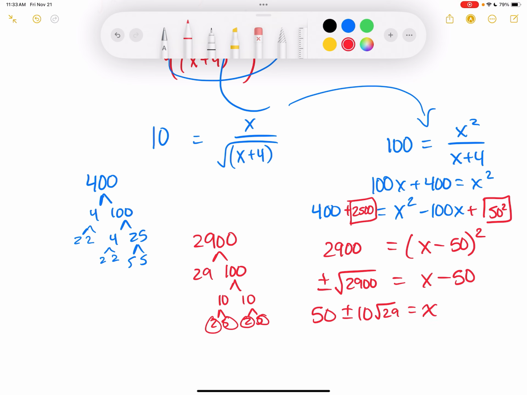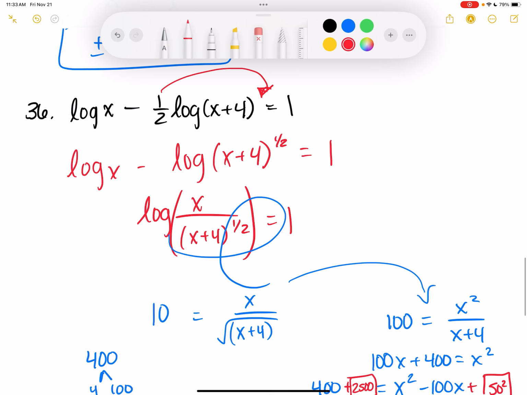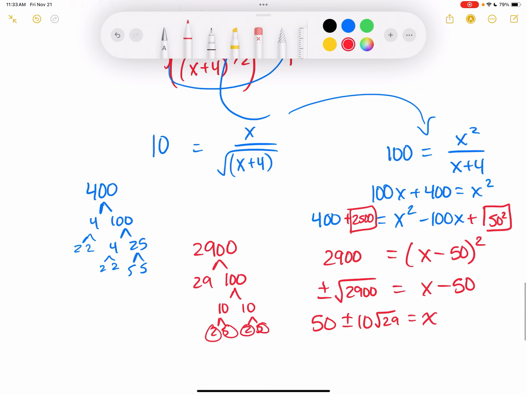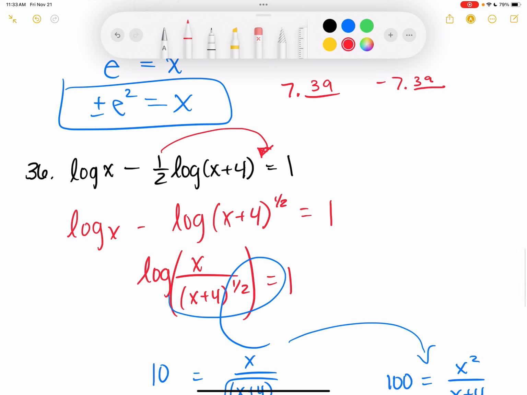And then you could, actually, I just want to leave that as the answer. Now let me go back and explain why we would need to actually continue this and plug this in our calculator and get a number. I cannot have a negative inside of a log. So I need to make sure that I don't have an extraneous solution.